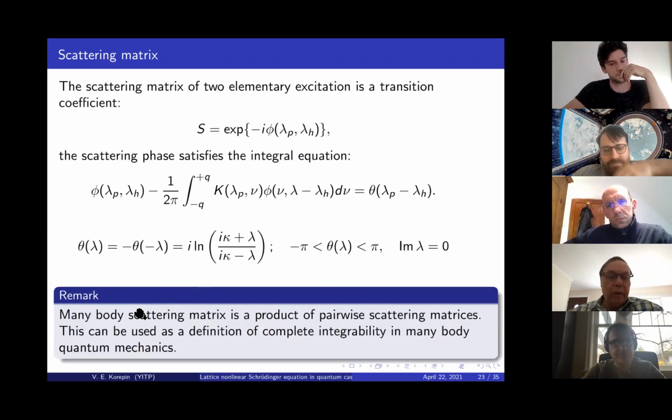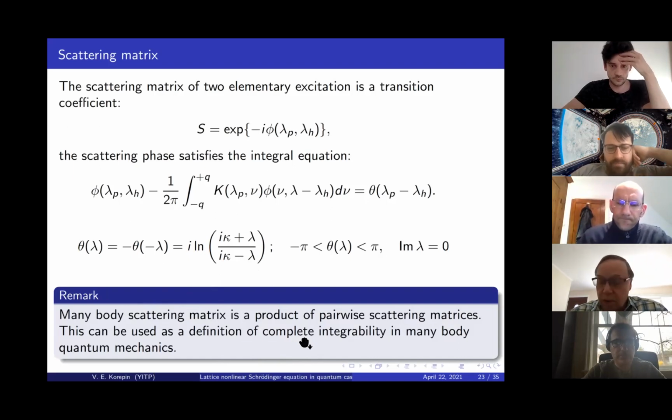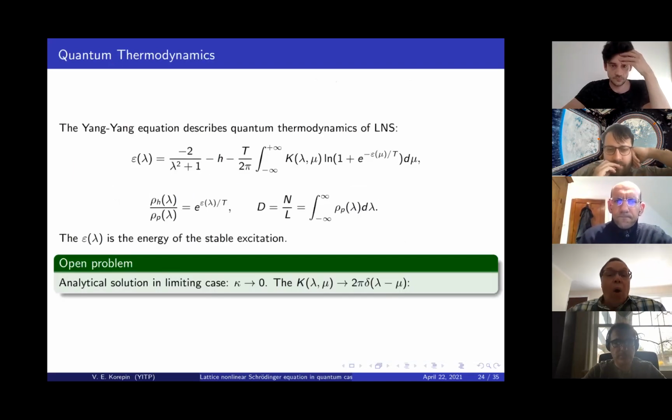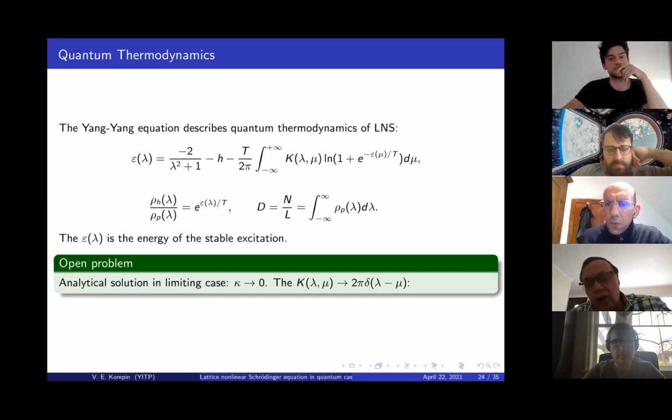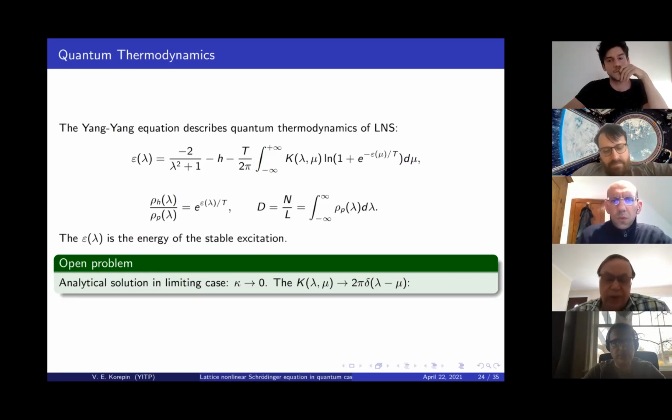So, remark: this is the two-body scattering matrix. The many-body scattering matrix is a product of the pairwise scattering matrices. And this can be taken as a definition of complete integrability in many-body quantum mechanics. Okay. So this was the end of zero temperature. At zero temperature, we discussed the Bethe ansatz solution of this lattice nonlinear Schroedinger.